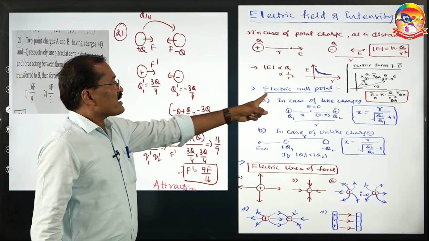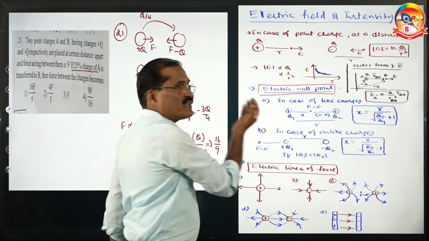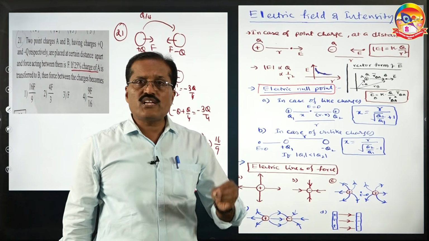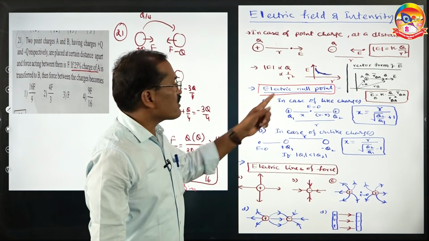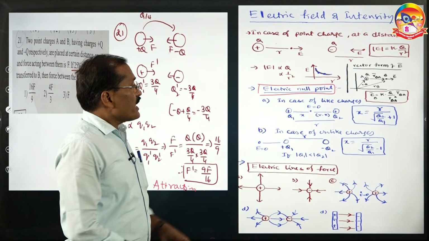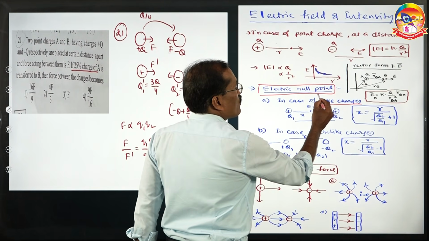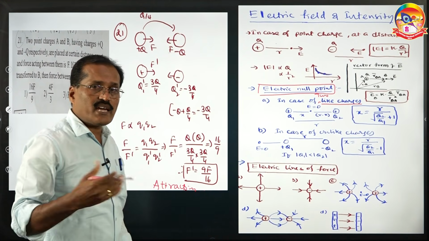Now the next concept is the electrical null point. Same thing, equilibrium of charges, indirectly the same concept: the point at which, under the influence of many fields, the net field is equal to 0 is called the electrical null point. Let us take it in the case of two like charged particles. If many are given, how to do that?